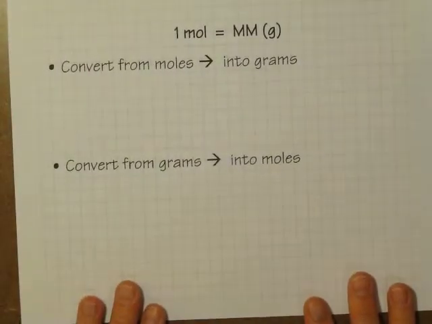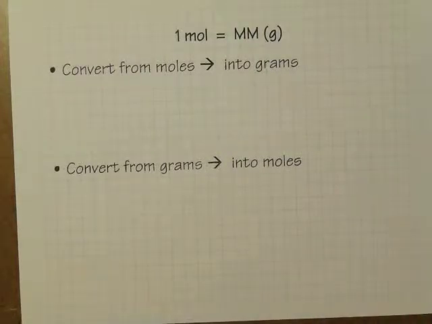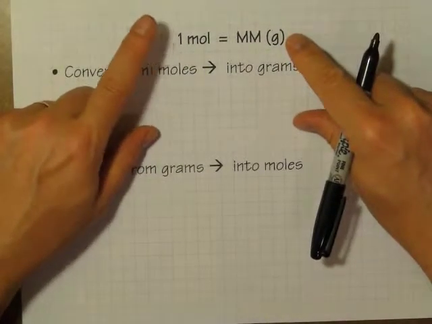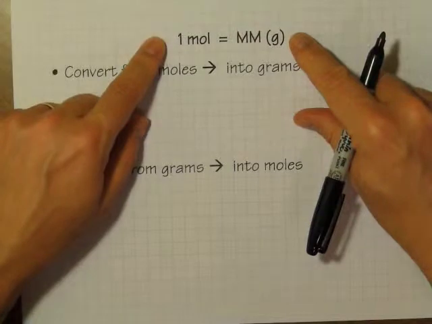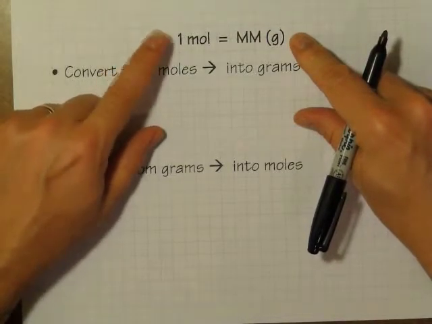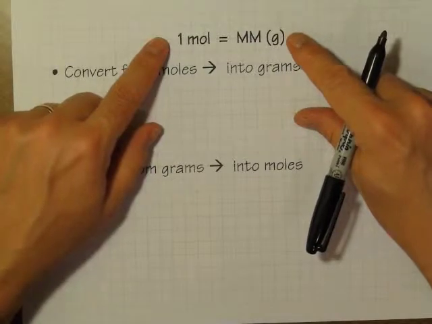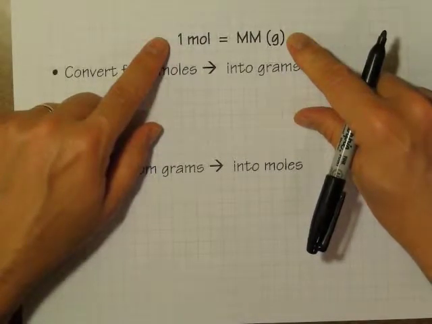How we convert between moles and grams will be part of many of the problems that we do in the upcoming lessons in a unit called stoichiometry, how we compare the amounts of materials involved in chemical reactions. What we need to know for this strategy is the equivalence between the two units that we're converting between, the mole and the gram. 1 mole is the same as the molar mass or the formula mass in grams.